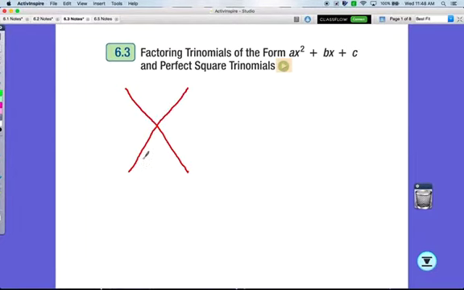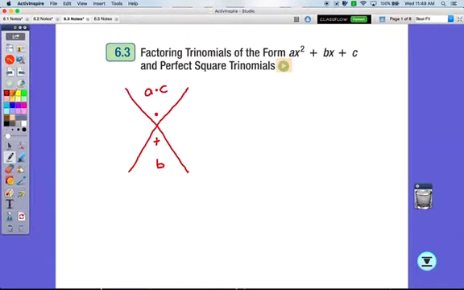What you're going to do up top of your X, after you draw your X, is multiply the A, which is in front of the x squared, times the C, which is the constant. I'm going to put a little multiplication symbol there. In the bottom, you're going to put the number in front of x, that B, and you're going to put plus.